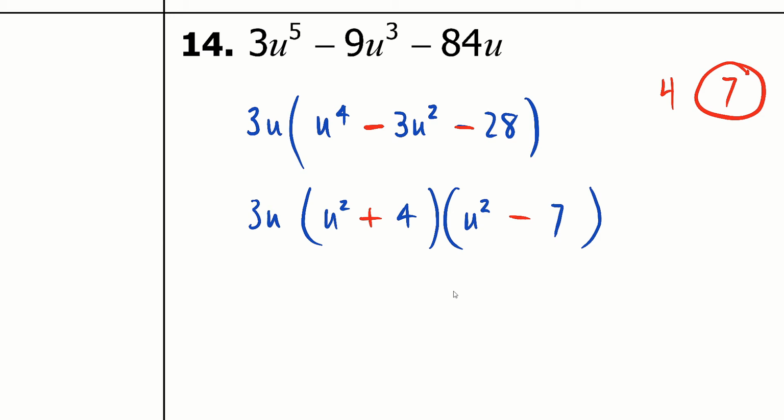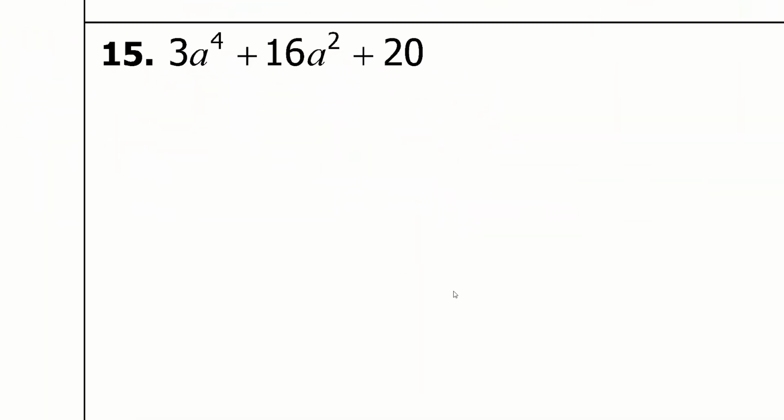I can't break down the u squared plus 4. That's not difference of squares. And I can't do u squared minus 7 because that's not difference of squares. 7 is not a perfect square. So there you have it. It's done. Number 14.